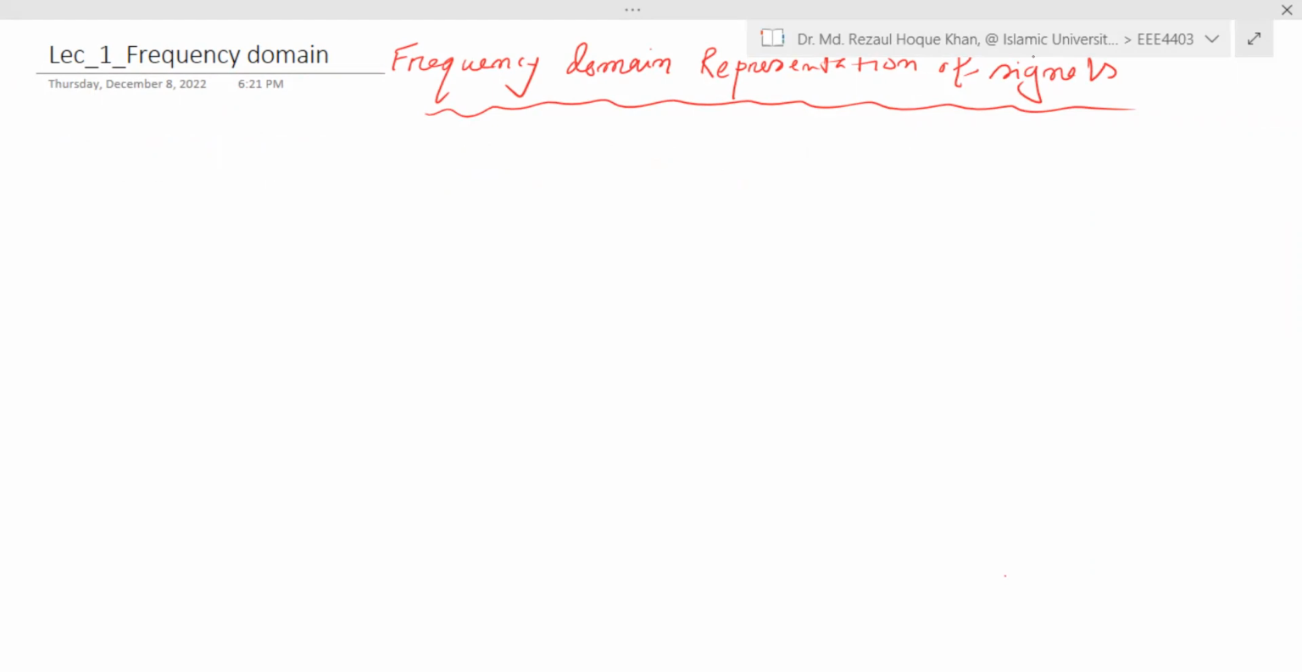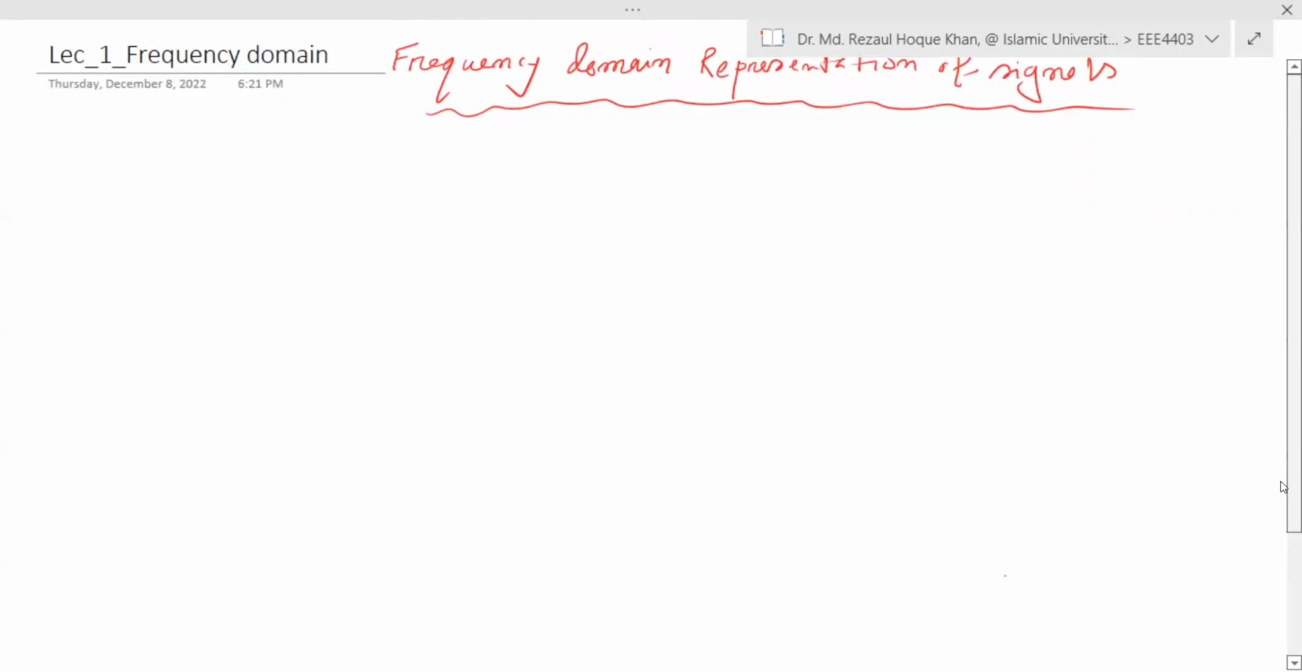So, in this topic, we will give you some idea about how a time variant signal can be expressed in frequency domain, right? Or a time domain signal can be expressed as a frequency domain signal. These topics will be more elaborated in your signals and system course. So let me see how far I can explain this topic.